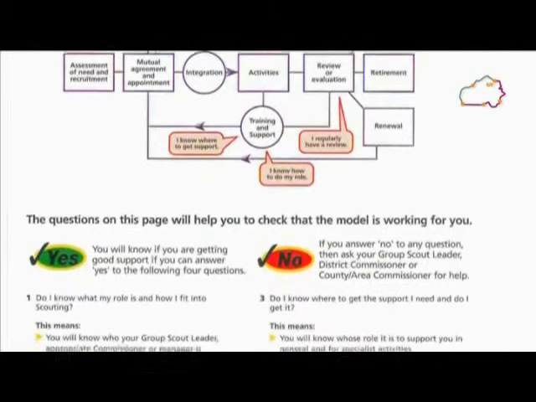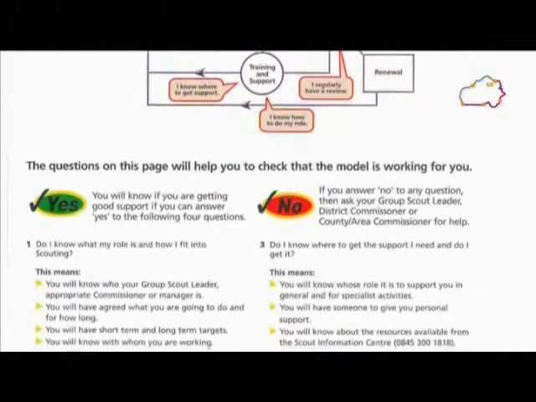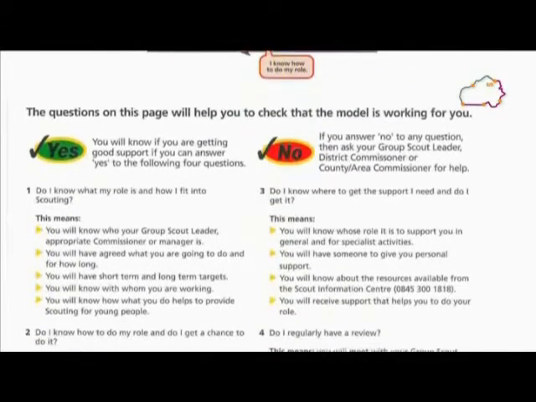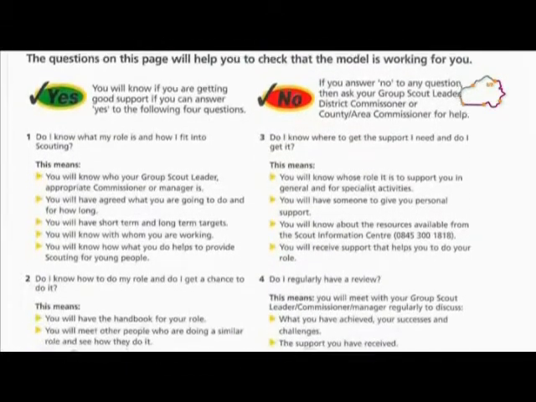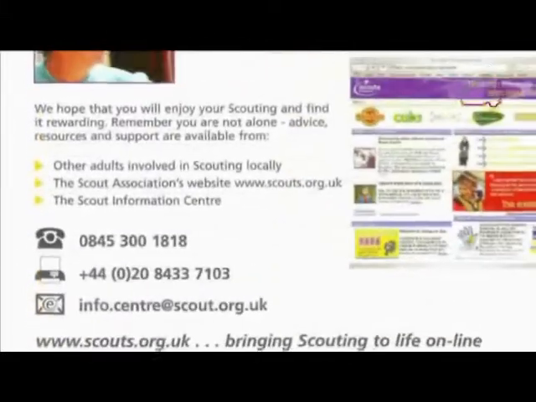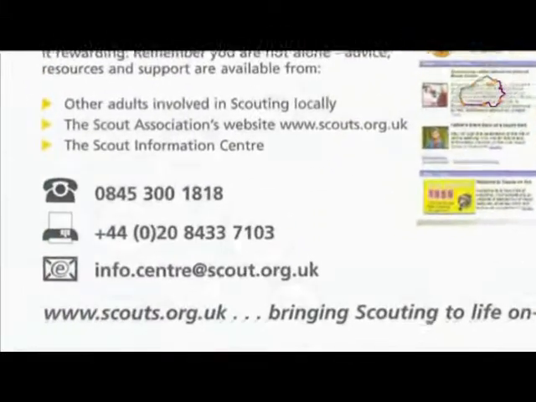The Welcome Prompt Card contains a number of questions which are designed to help you identify for yourself the support you should receive in your role. The Welcome Prompt Card also contains the telephone number of the Scout Information Centre.